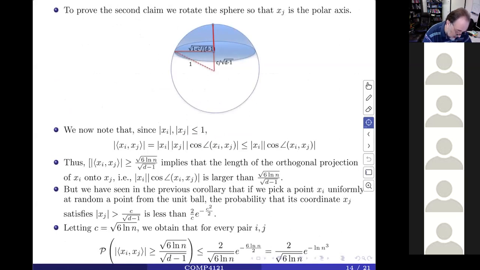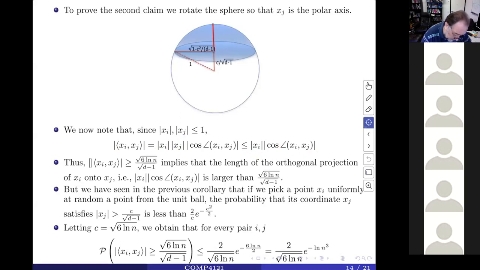namely, the scalar product of two vectors is the product of their norms times the cosine of the angle. And because both norms are smaller than 1, if you drop the norm of the vector that is pointing to the north, you get that the size of the projection of the other vector is smaller than the size of that vector times the cosine of the angle.